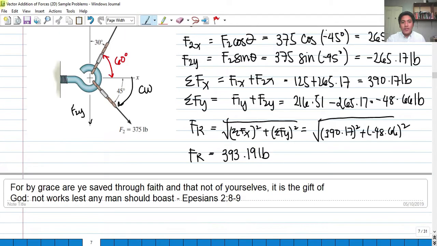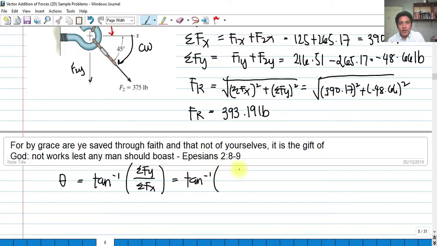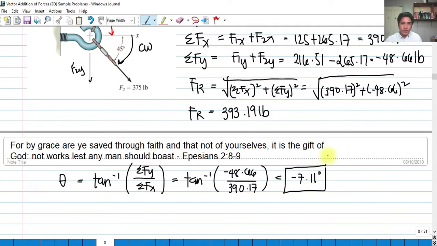How do we get the direction of this? So we have theta equals arctan of the summation of F of y over the summation of F of x. And as you can see here, what is our summation of F of y? That is negative 48.66 over 390.7 pounds. So we have negative 7.11 degrees. Let me just rewrite. Negative 7.11 degrees. That is our direction.